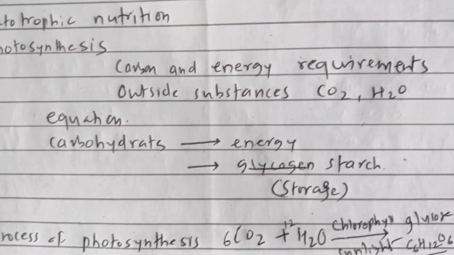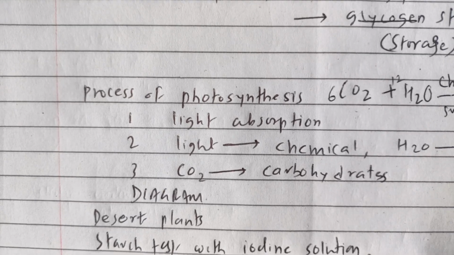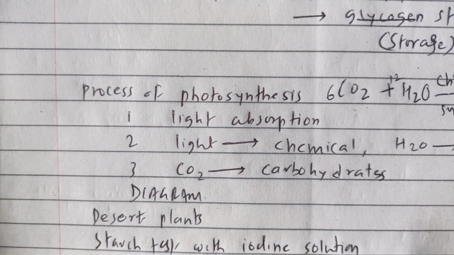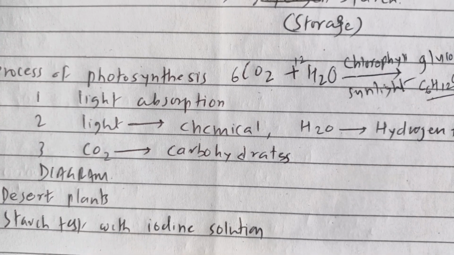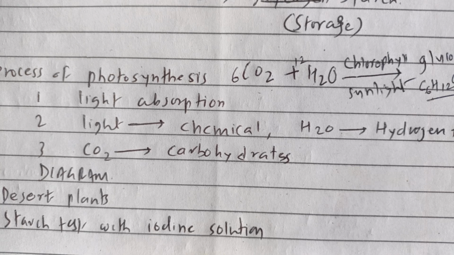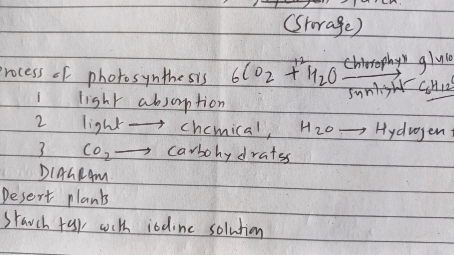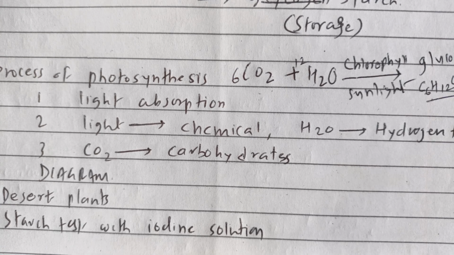Now let's see what are the steps involved in photosynthesis. These are the three main steps of photosynthesis. These steps may not take place exactly one after the other. They may take place with some gap between them.